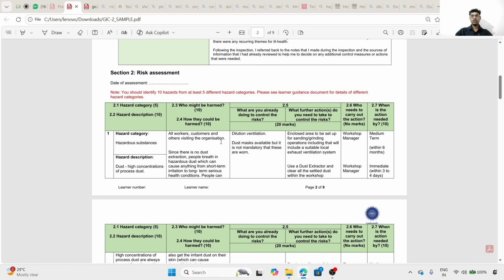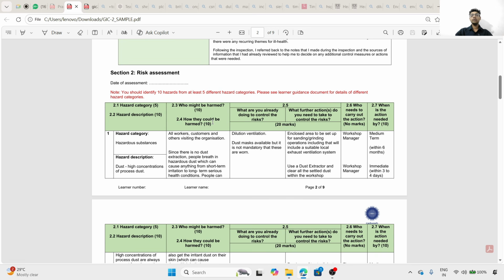For example, an electrician visit, or sometimes it could be any person visiting from the government departments to check. So you have to mention that also, visiting the organization. So now you have mentioned who might be harmed.